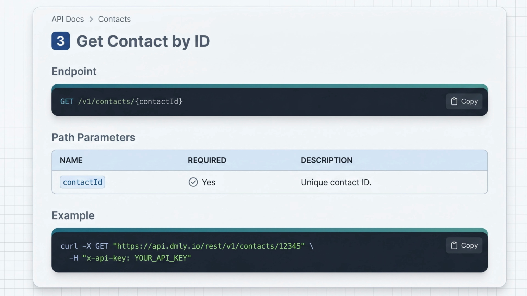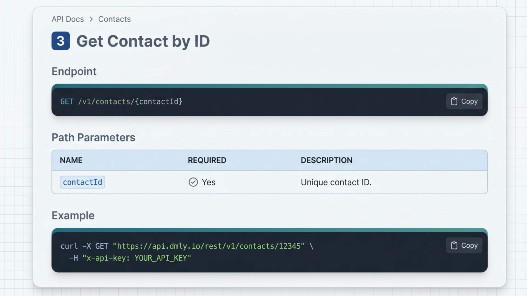The getContactById endpoint retrieves a single contact using their unique ID. It's a GET request to /v1/contacts/{contactId}. Authentication. Include your API key in the request header using x-API-key.